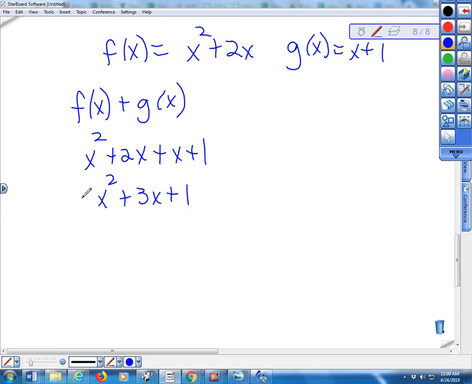I can look at this and I know it's a quadratic parabola. Parabolas have domains that are negative infinity to infinity, or all real numbers. So the domain here is that.